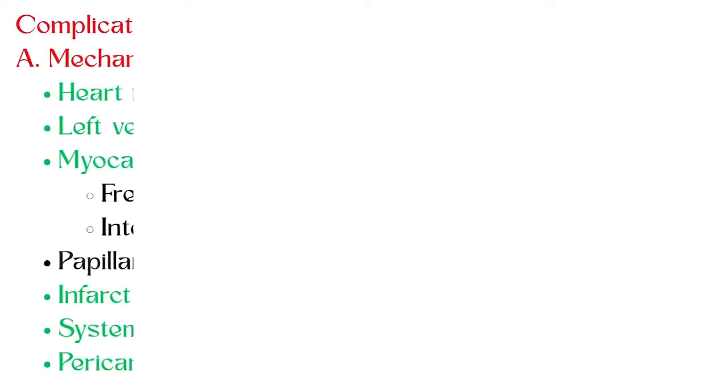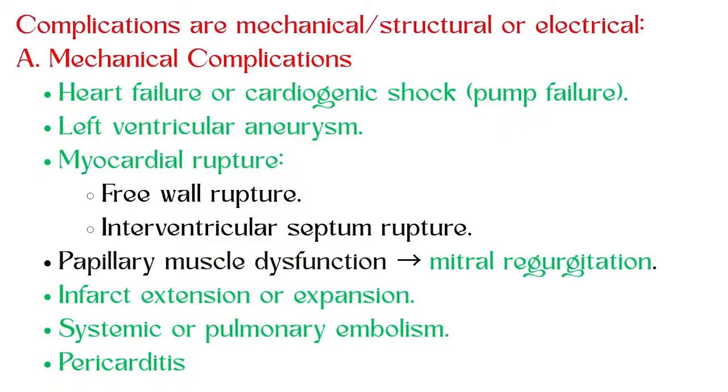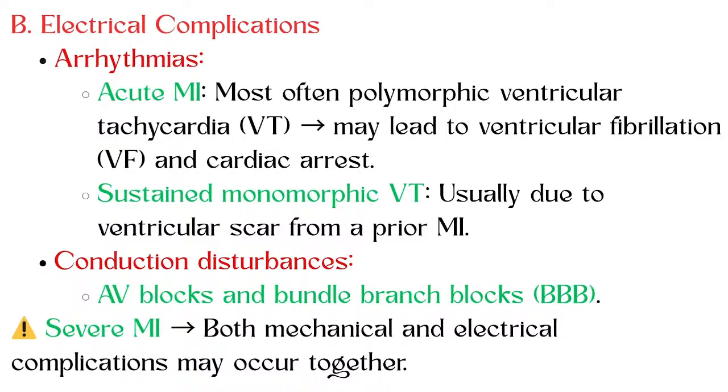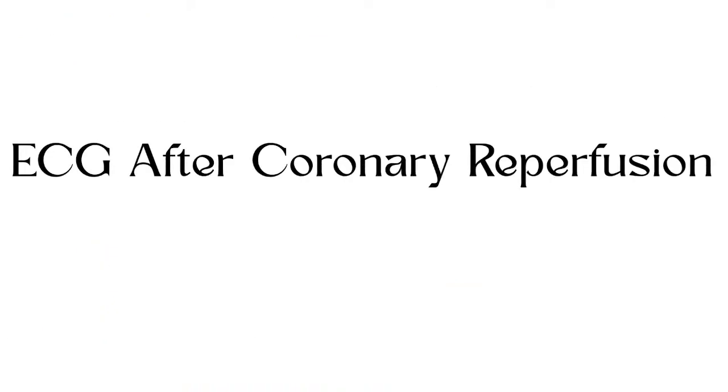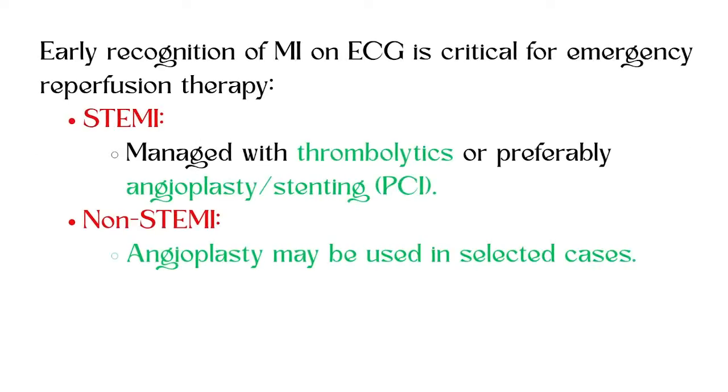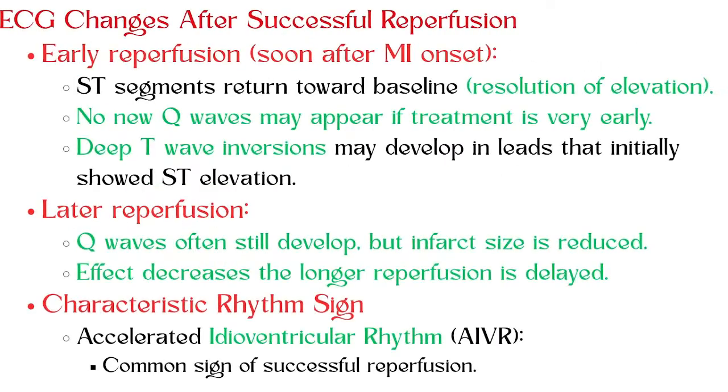Heart attacks can cause mechanical problems like ventricular rupture or shock, and electrical problems like dangerous arrhythmias. Both types of complications can occur together and are life-threatening. After successful reperfusion therapy, ST segments return towards normal and deep T wave inversions may appear. The presence of accelerated idioventricular rhythm often signals restored blood flow.